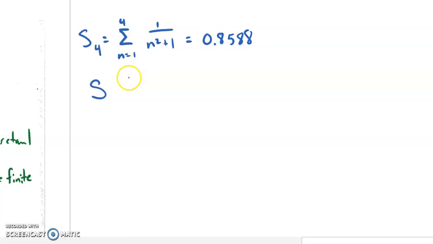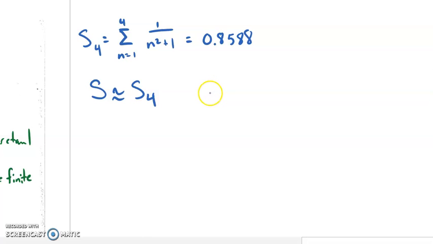So we can say that S, the actual infinite series, we don't know what that value is, but we know it exists. We just found that it was finite. We can approximate that using S sub 4. We can approximate it better by using S sub 5 or S sub 6 or S sub 7, but S sub 4 is at least an approximation. Now the question becomes, how good is that approximation? In other words, how big is the error?